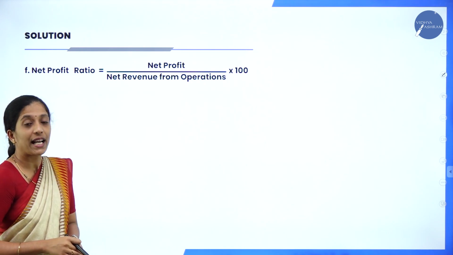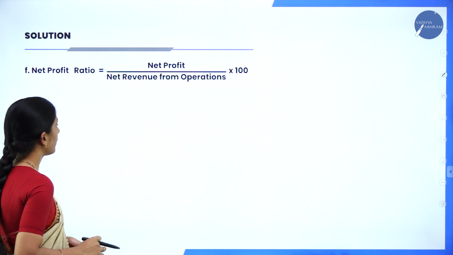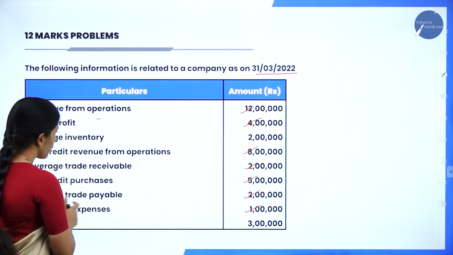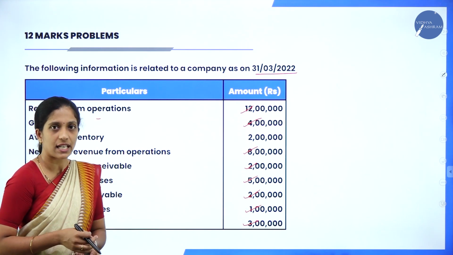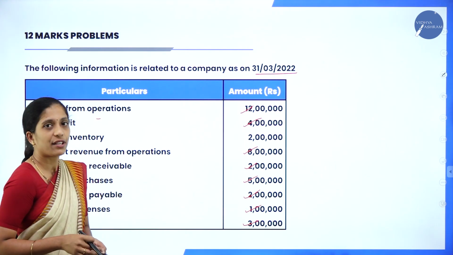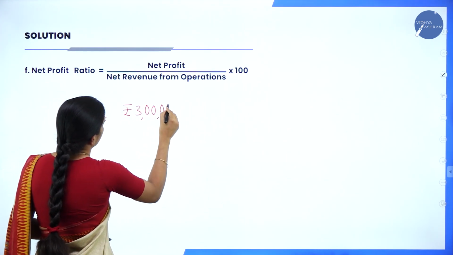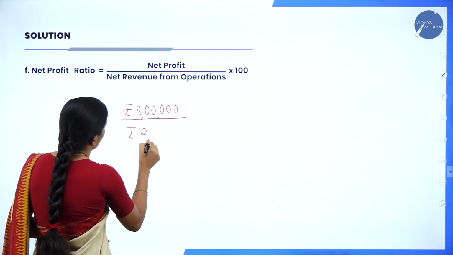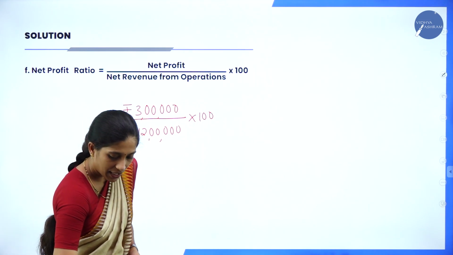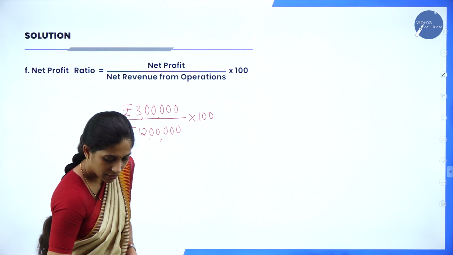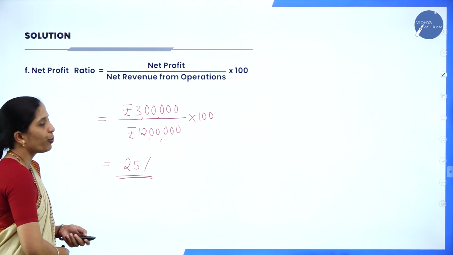Next, moving on to the next one, net profit ratio. Your formula is net profit divided by net revenue from operations into 100. Net profit is 3 lakh divided by 12 lakh, as revenue from operation itself is net revenue from operation. So rupees 3 lakh divided by rupees 12 lakh into 100 is equal to 25%. Hope you are clear about it.